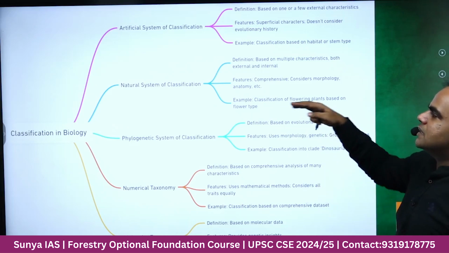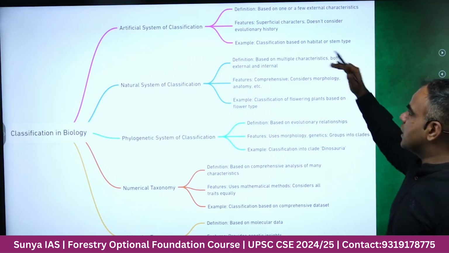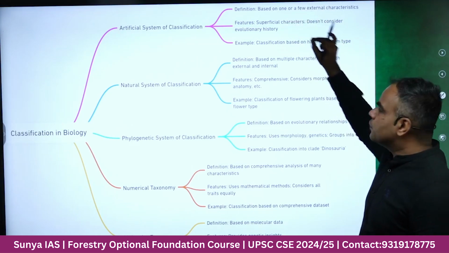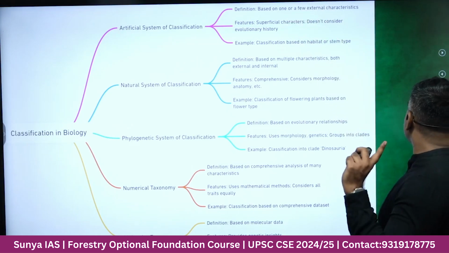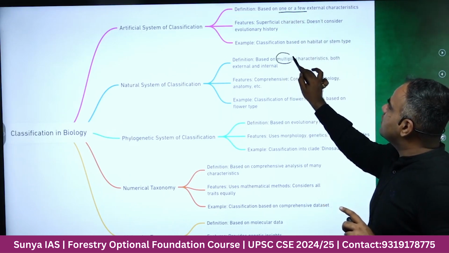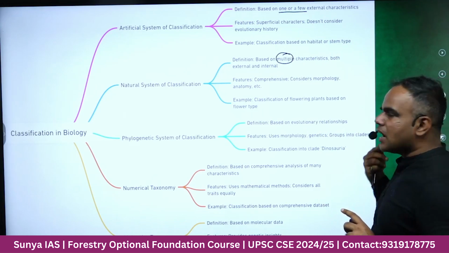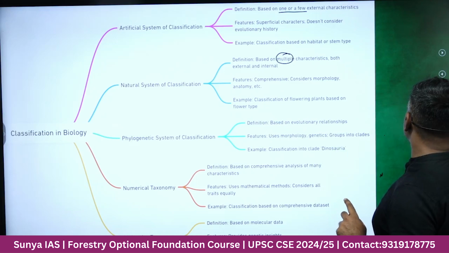Okay, second, when I'm talking of natural, this is based on multiple characteristics. So here one or few, this is multiple. Okay, so again what is the point of difference that you should know? One or a few, here it is actually multiple. So this is how you can be aware about these basic points here.